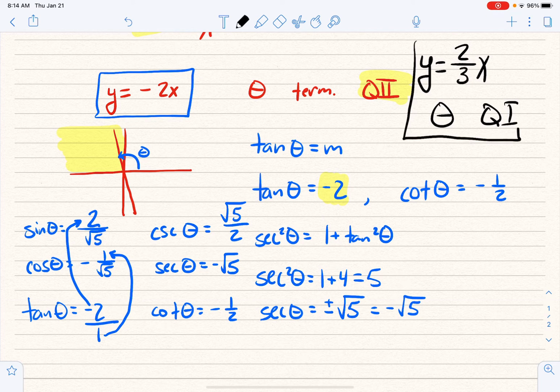Okay, what I want you to do is we're going to pause the video right here, and you're going to try to find all 6 trig ratios based off that information. So go ahead and pause the video and give it a shot.